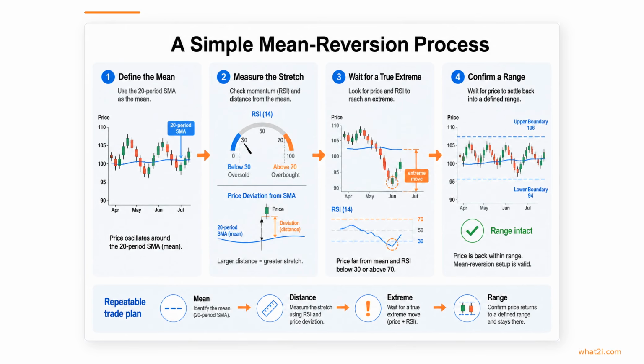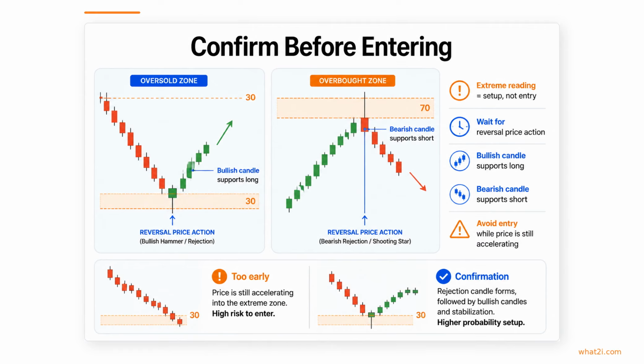A simple process keeps the idea practical. Start by choosing a mean, such as a 20-period moving average. Measure how far price has moved from it, wait for a genuine extreme, and then make sure the market is still behaving like a range before you plan a trade. An extreme reading by itself is not the entry.